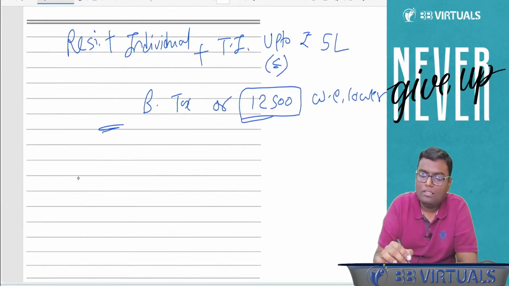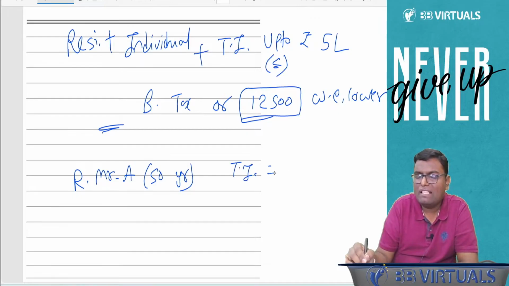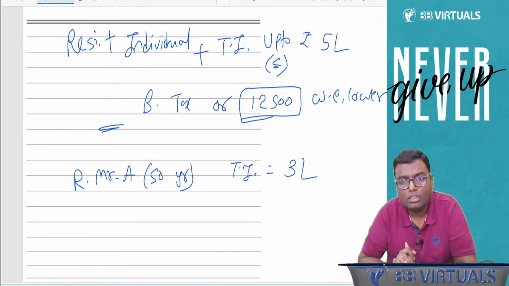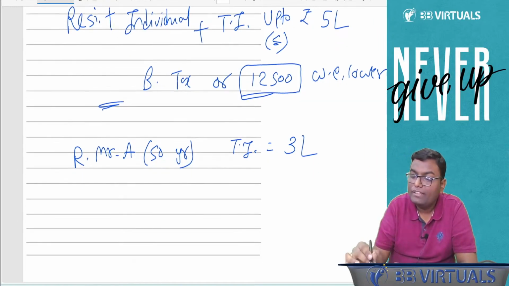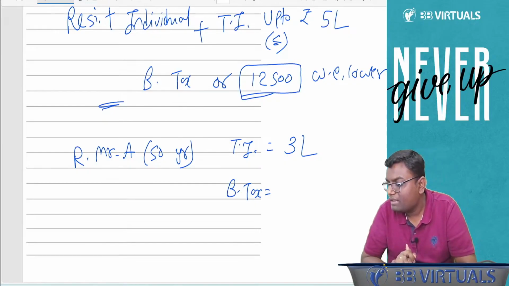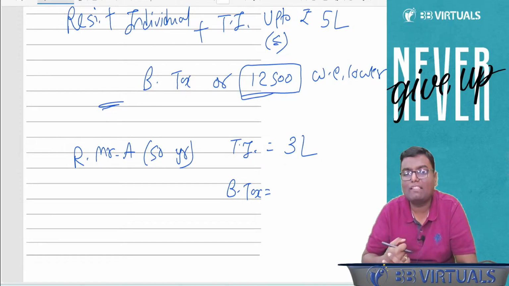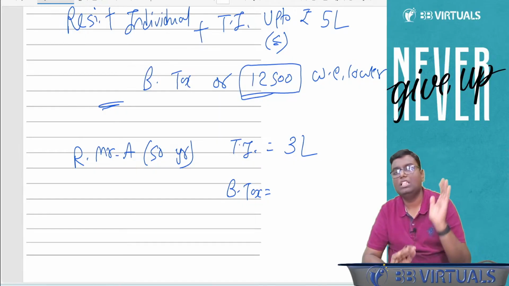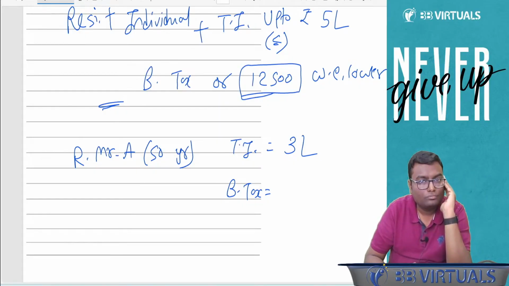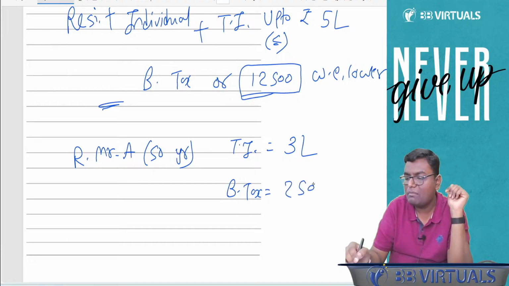Okay. Let's say I'm a resident person, Mr. A. My age is 50 years. My total income is, let's say, 3 lakh rupees. First of all, forget about rebate. Tell me, what is my basic tax? If I'm a resident individual, aged below 60, total income is 3 lakh, what will be my basic tax? Can I say up to 2,50,000 it is 0. From 2.5 lakh to 3 lakh, what do I have to apply? 5%. So on 50,000, 5% comes to 2,500. This is my basic tax.